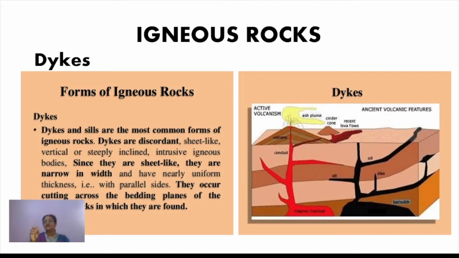Now come to each one of these. Let's discuss dikes first of all. Dikes and sills are the most common forms of igneous rocks. Dikes are steeply inclined igneous rocks, narrow in width and with nearly uniform thickness, right? And they occur cutting across the bedding planes of the country rocks in which they are found. In this picture you can see the dyke here, right? This is the dyke. These are vertical, pillar-like structures.